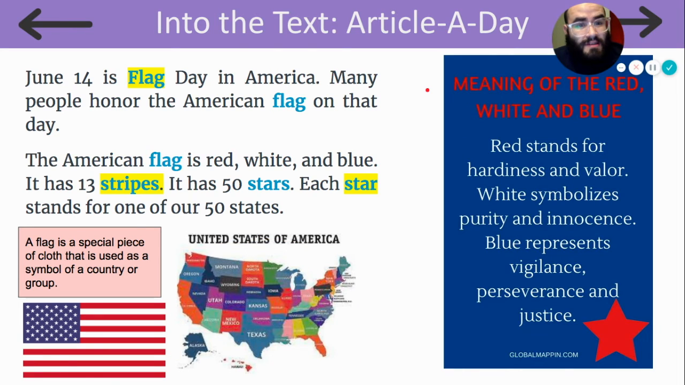Now here's something that will tell us a little about the meaning of the red, white, and blue. Red stands for hardiness and valor. White symbolizes purity and innocence. Blue represents vigilance, perseverance, and justice.